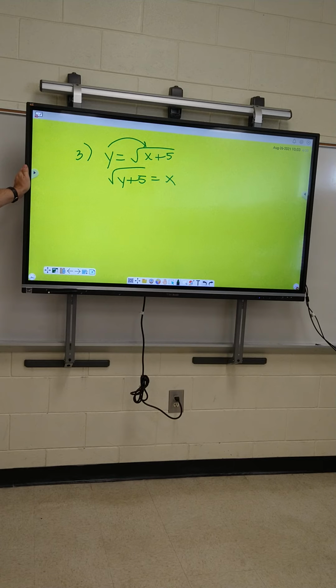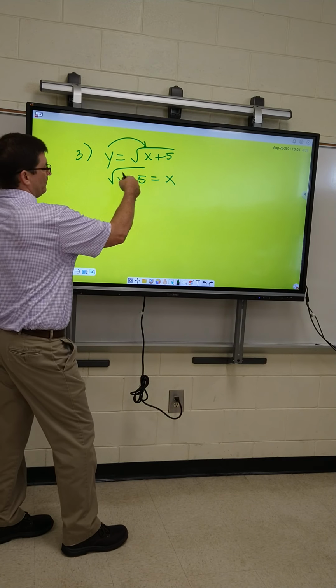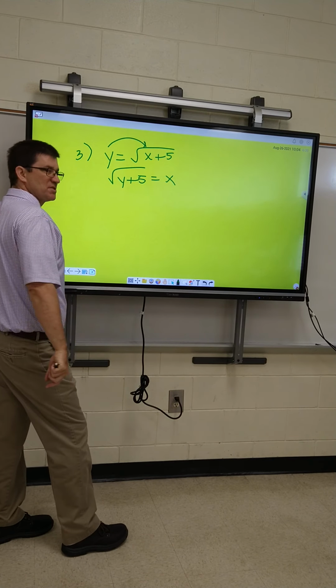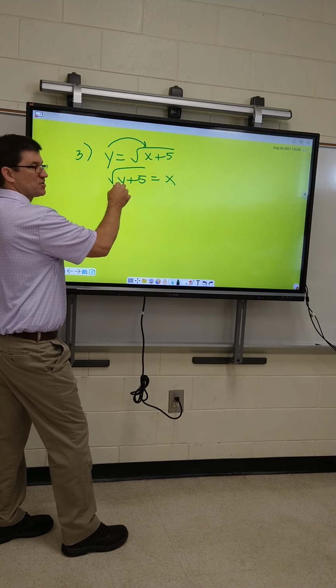Square root of y plus 5 equals x. Now we got to solve for y. Somebody give me the first step. All right, Grant says bring the 5 over, but here's the deal. You can't bring the 5 over if it's under a square root symbol. So we will have to get rid of the square root symbol.